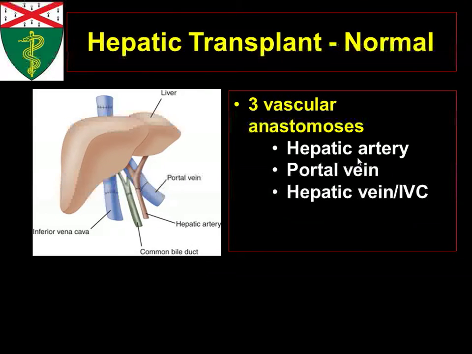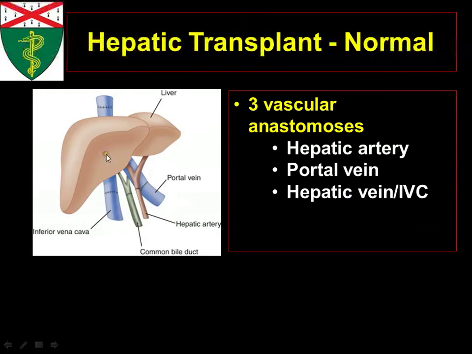So this is what a liver transplant looks like. It's a drawing of a liver transplant. Absolutely right. You make 3 vascular anastomosis. That's important to remember. Always take it back to the basics whenever you're confused. And you want to make sure that the hepatic artery of the donor is attached to the hepatic artery of the recipient, that the portal vein of the donor is attached to the portal vein of the recipient, and that you make some sort of anastomosis between the donor's hepatic vein and IVC and the recipient's hepatic vein and IVC.